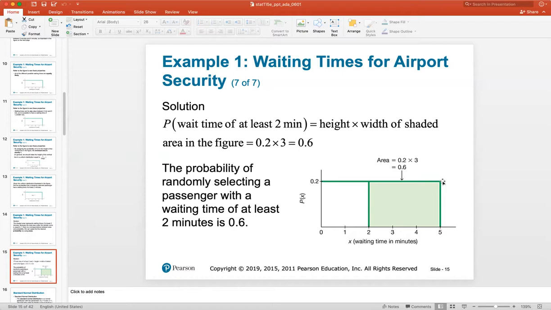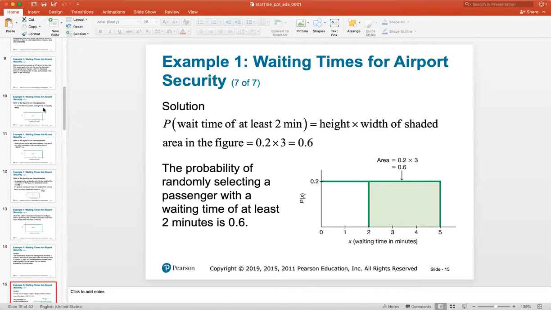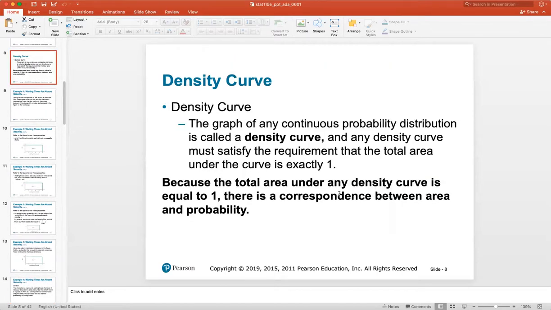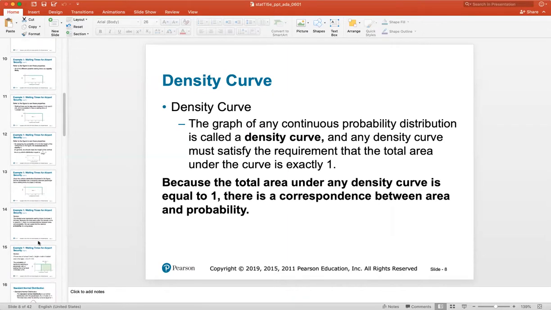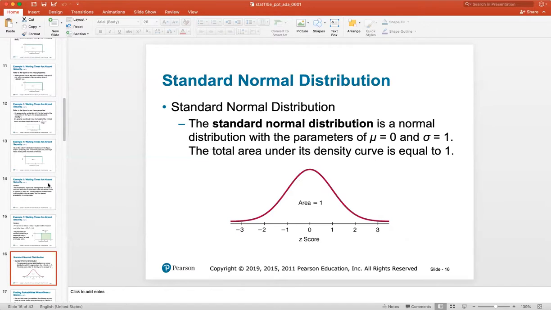So the probability that a randomly selected passenger has a waiting time of at least 2 minutes is going to be 60%. Okay, now back to the one terminology I skipped, density curve. What's the density curve? The graph of the probability distribution of a continuous random variable is called a density curve. Any density curve must satisfy the requirement that the total area under the curve is exactly 1, because a density curve represents probability.